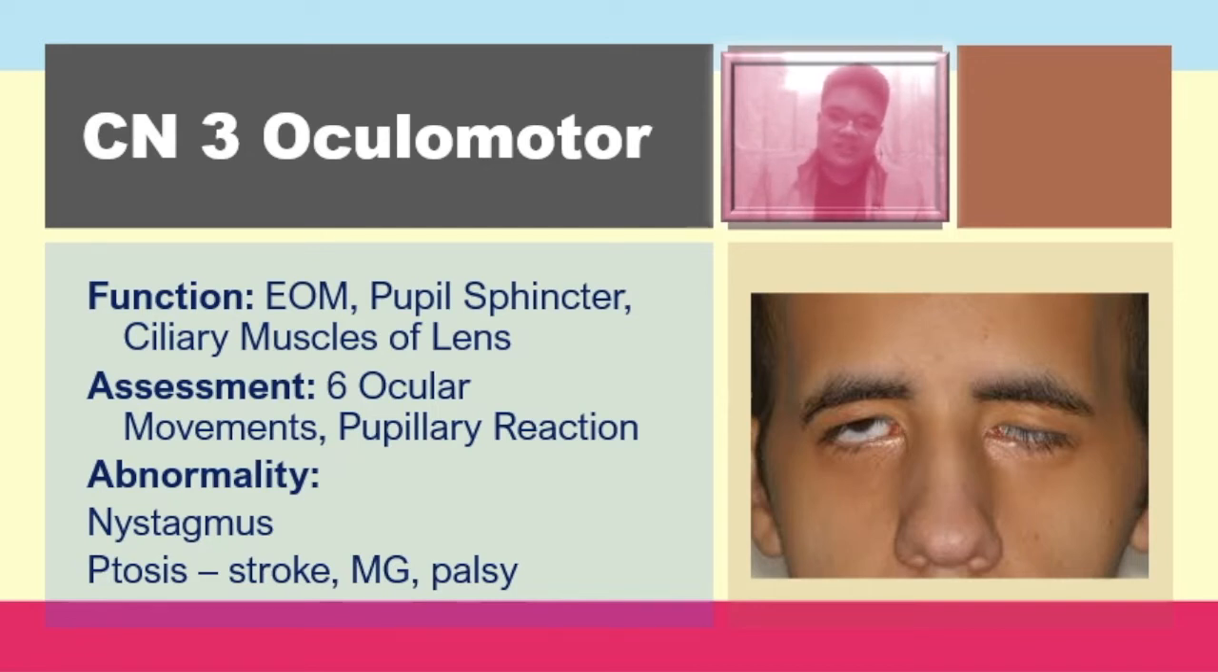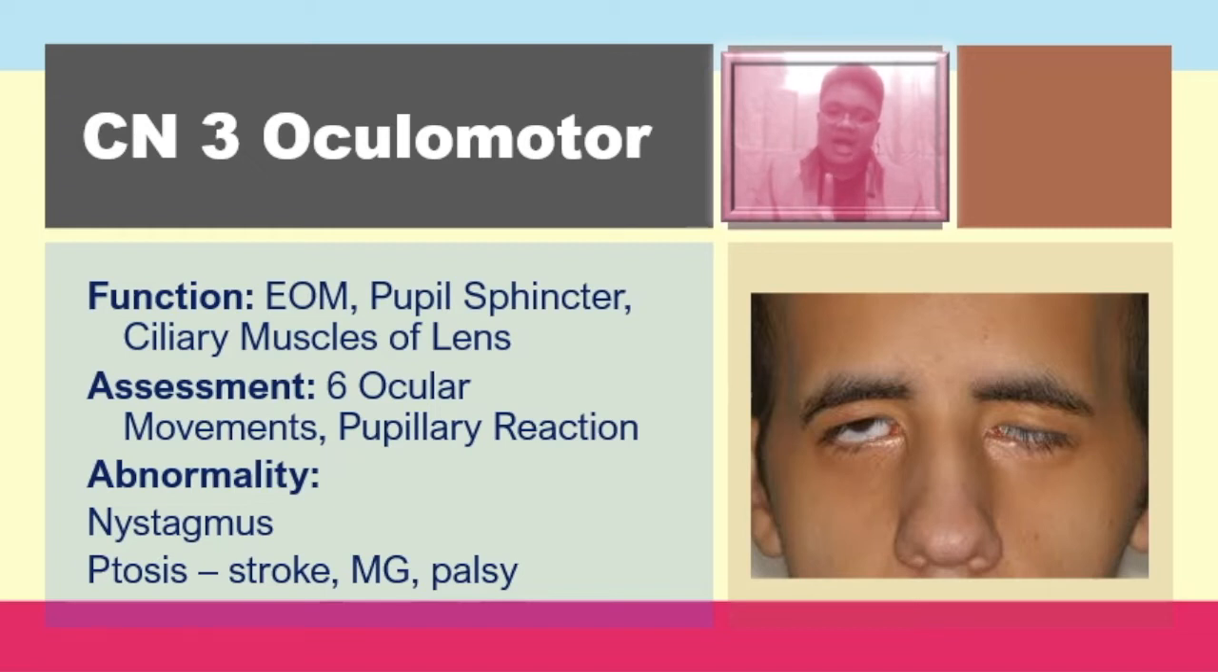Okay, so look at the function. EOM in my slides is your extraocular movement. So it is in charge also of the movement of your pupil sphincter, and also the ciliary muscles of your lens. So class, this can be assessed using your six ocular movements or your six cardinal directions of gaze. Recall in your health assessment that if I would want to assess the movement of the eyes, I would instruct my patient to follow my finger to move to this direction, go back to the center, move to this direction, until you complete the six cardinal directions of gaze.